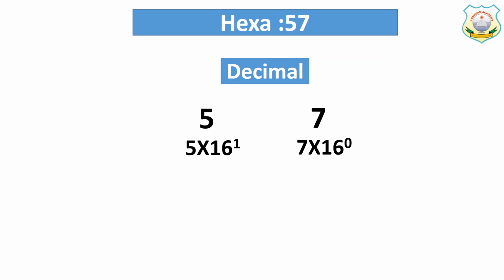So this will be 7, 16 raised to 0. Any number power to 0 will be 1. So that becomes 7 out here. 7 into 1. And then this will be 16 into 5, that is 80. 80 plus 7, again it comes down to 87. So this is how you are going to convert the hexa into decimal.